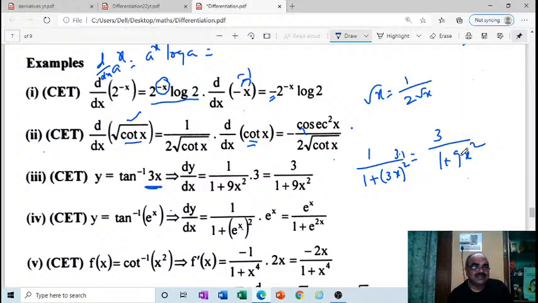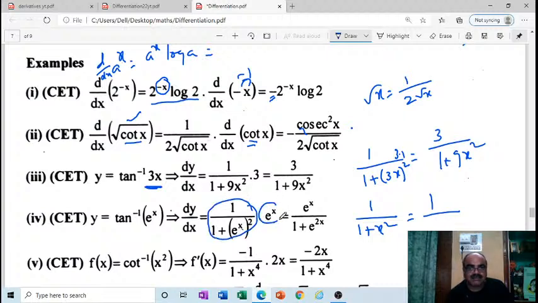Clear? Next, y is equal to tan inverse of e power x. Tan inverse differentiation is 1 by 1 plus x square. Now further, the differentiation of x needs to be taken up. And what is x here? E power x. So it becomes 1 by 1 plus e power x the whole square. This is tan inverse x differentiation.